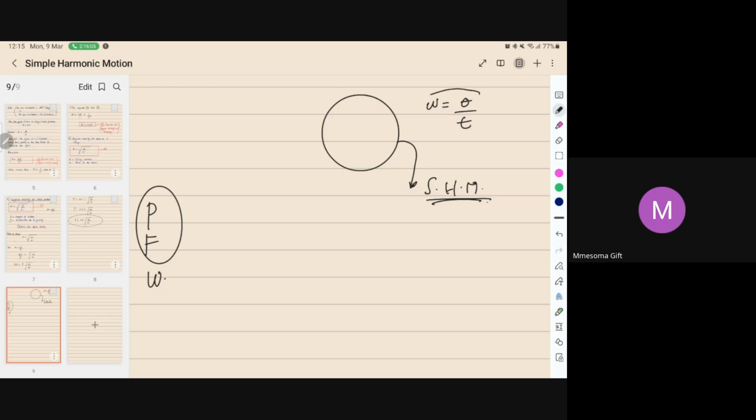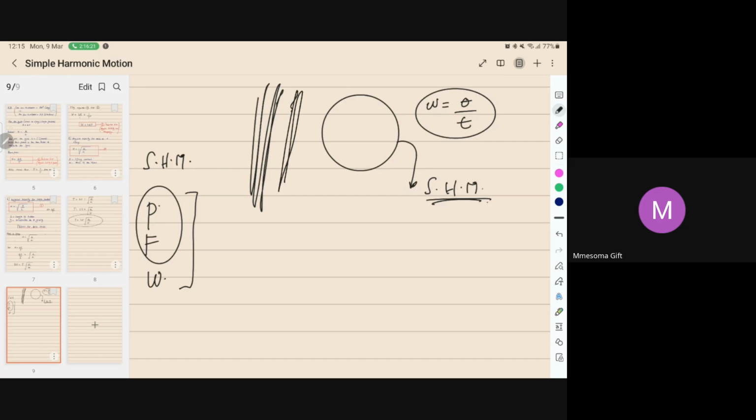Now, we've established that this is for circular motion. But then, simple harmonic motion deals with what? A pendulum bob and a mass on a spring moving to and fro. So for us to estimate to and fro, we have to talk about the time it takes to complete one cycle. And for us to be able to do that, we've established that this is what we know as our angular velocity for somebody traveling through a circle.